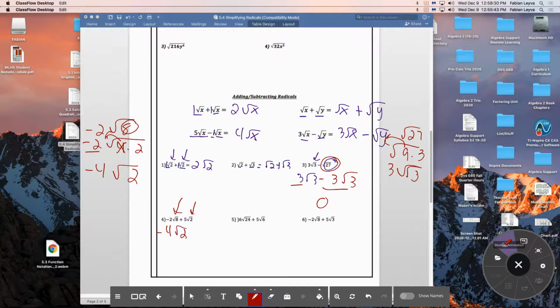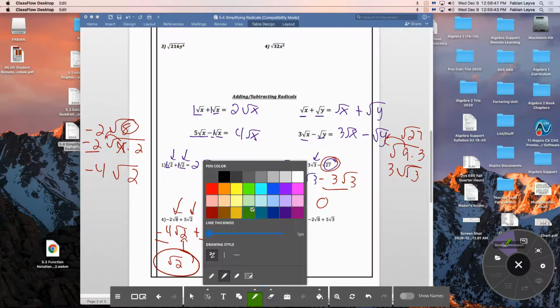Negative 4 square root of 2 plus 5 square root of 2. Negative 4 plus 5, because again, these are the same radicals, so I could add them up. I'm going to end up with a positive 1 square root of 2. I'm going to leave the 1 out because there's no need to write it. All right, next one.